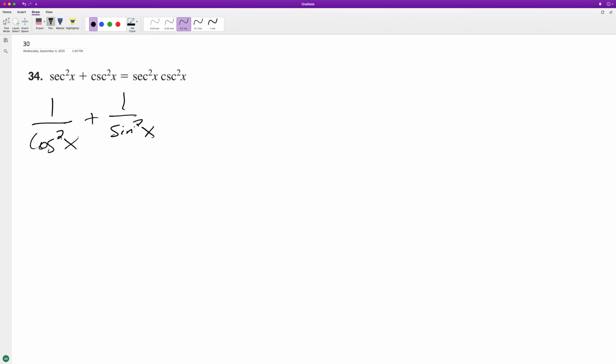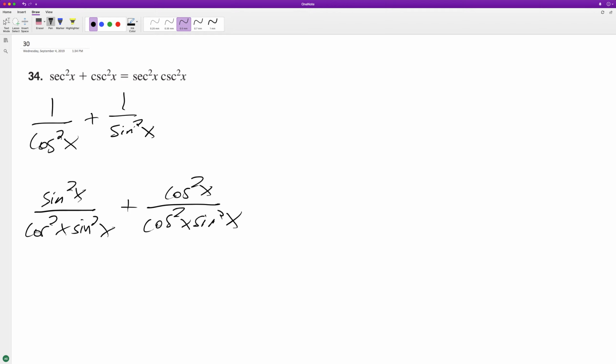So what I can do here is get a common denominator. The common denominator can be cosine squared x times sine squared x. So I'll have sine squared x on the top here, times cosine squared x times sine squared x, because sine squared over sine squared is the same thing as 1, so it's valid. And then we'll have cosine squared x here, plus cosine squared x sine squared x.